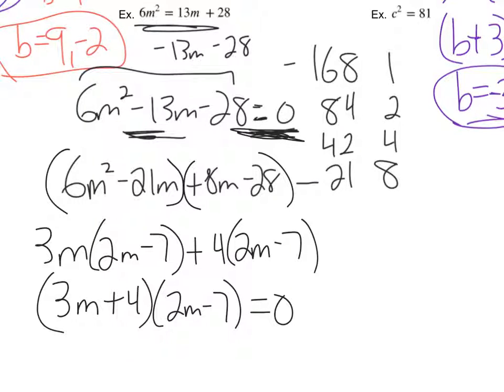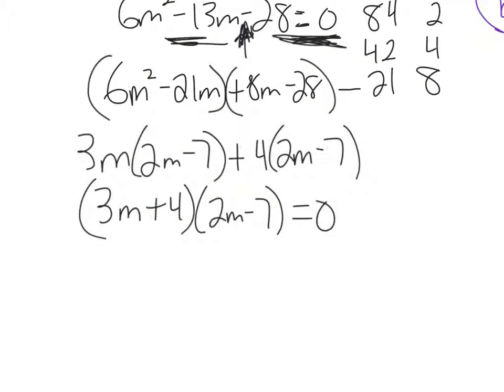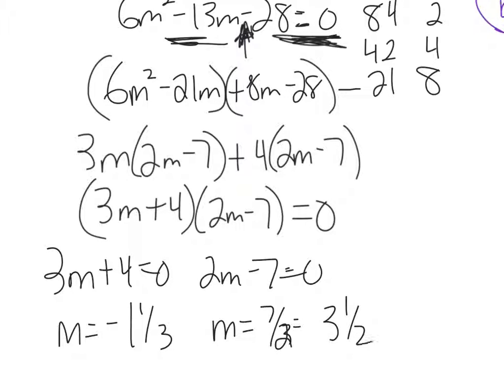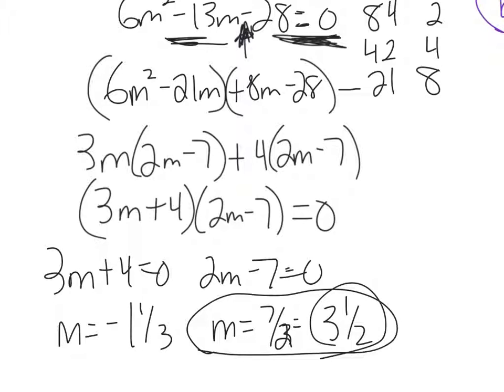Now does this fit? Well, I've got minus 28. So that means if I've got a minus here for that second sign, I'm going to have one of each, which is what I have. So then finish this thing off. 3m plus 4 equals 0. 2m minus 7 equals 0. Solve it. It's a two-step equation. This is going to be negative 1 and 1/3. This is going to be 7 over 2, which is going to be 3 and 1/2. So there's my answers. Negative 1 and 1/3 and 3 1/2.